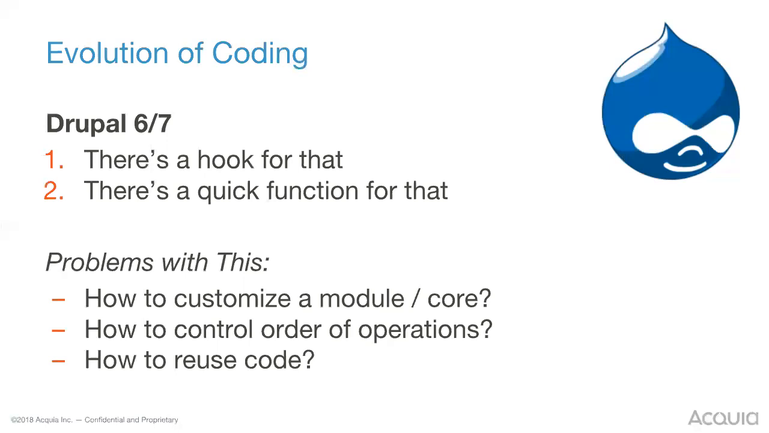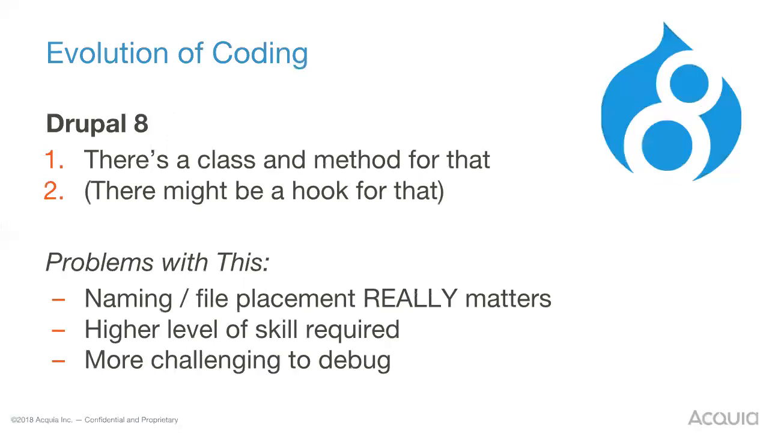And this was a pretty common problem if you were doing custom development in Drupal 7. If you wanted to extend something that already existed, there was no way to do that because of the lack of object orientation. This also, again, caused problems when it comes to reusing code and other operations as well.